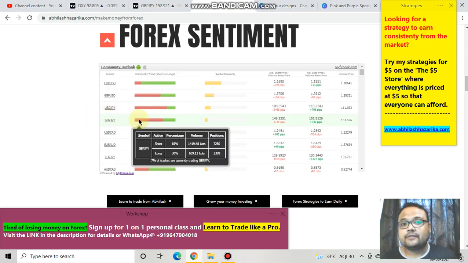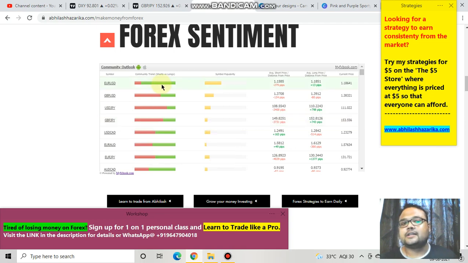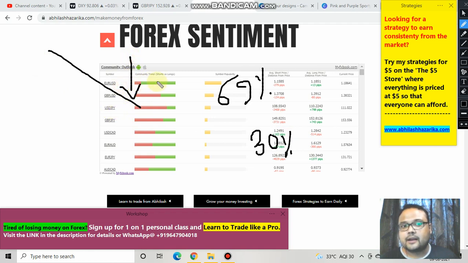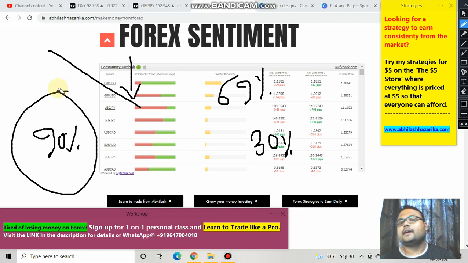69% retail traders have taken short position and only 30% retail traders are long, which means that 69% traders are thinking that market will be going down and only 30% traders are thinking that market will be going up. This market is in downtrend, so retail traders are thinking that market will be going down. But we cannot deny the fact that 90% retail traders lose money in the market. This is a hard fact.